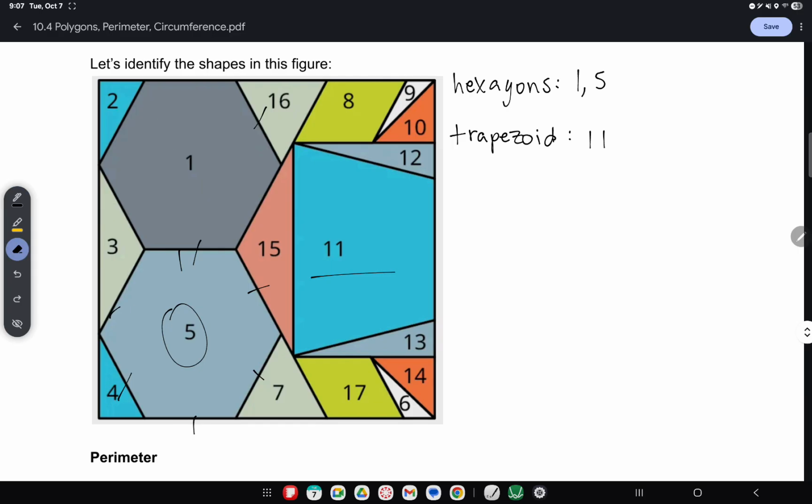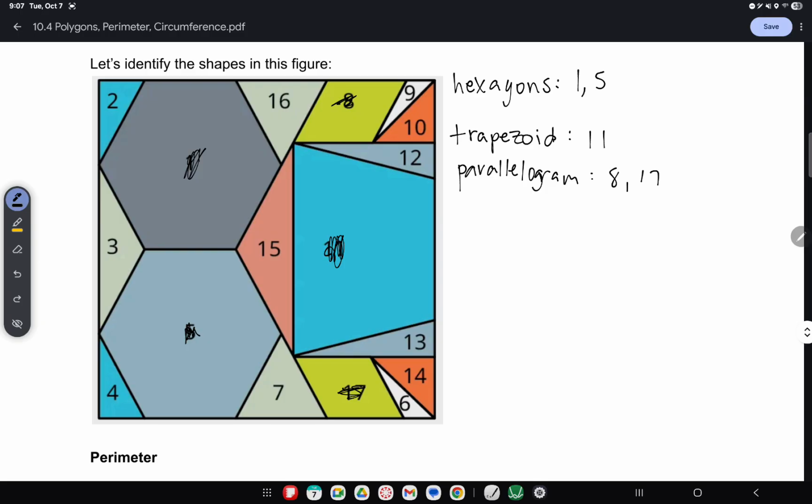All right, I'm going to erase this stuff off. I'm going to start marking off the numbers so I know what I've looked at. So I've done 1, I've done 5, I've done 11. And I see 8 and 17 look like parallelograms, potentially even a rhombus. So I'll say parallelogram. 8 and 17. I don't know that all sides look the same, so I'm going to call it a parallelogram.